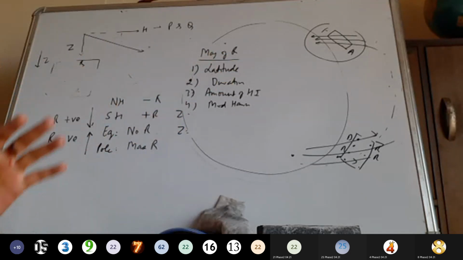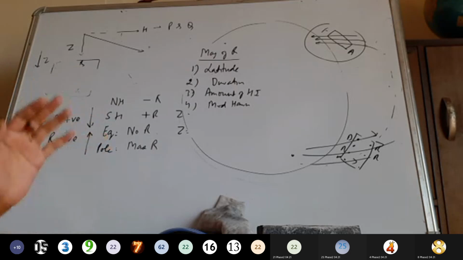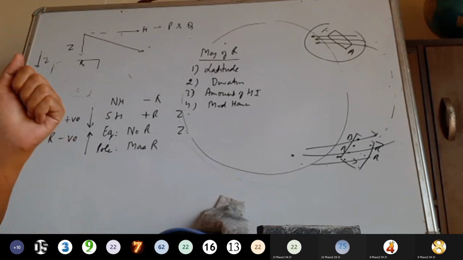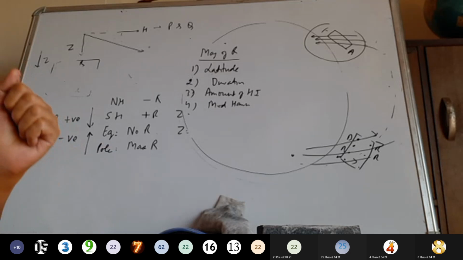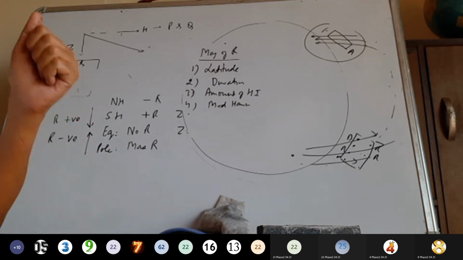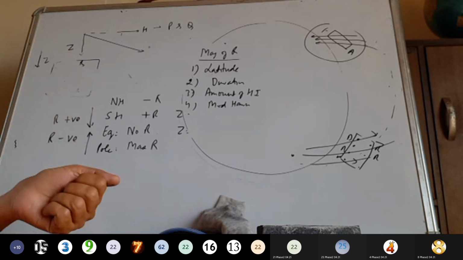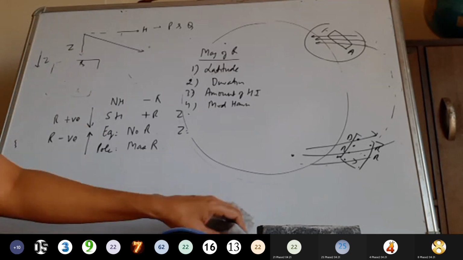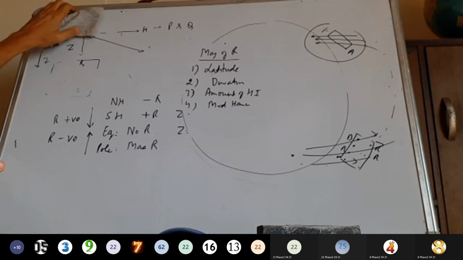To sum it up, force R's sign depends on the hemisphere. Northern hemisphere, minus R; southern hemisphere, plus R. Magnitude of R will depend on the latitude in which the ship was built. The higher the latitude in which the ship is built, the more R the vessel is likely to have. Second is the duration of the build, the amount of hard iron, and moderate hammering and heating. Okay. Any doubt?